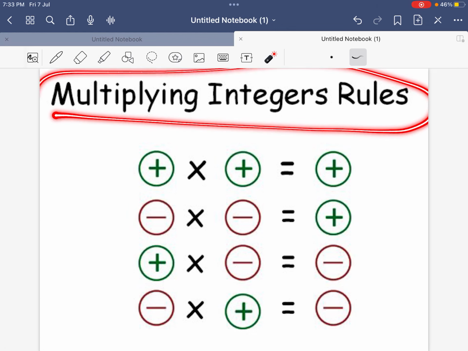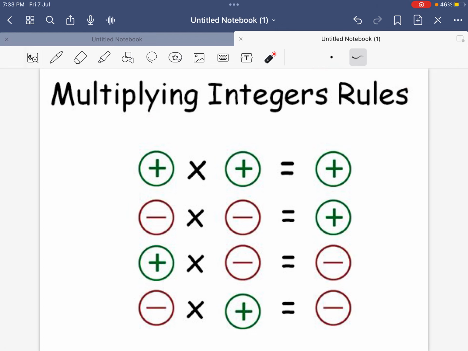Multiplication of integers. So if all types of numbers are there, suppose positive numbers as well as negative numbers are there, and we are multiplying these numbers, what is your output and what is the answer? Along with that we have to think about what is the sign of that answer.